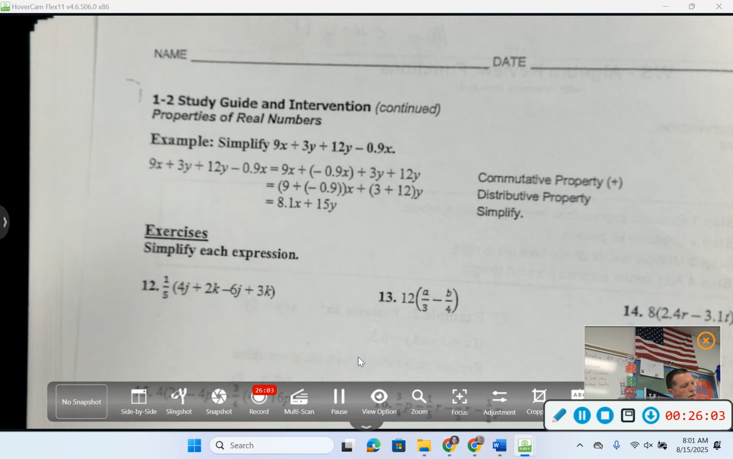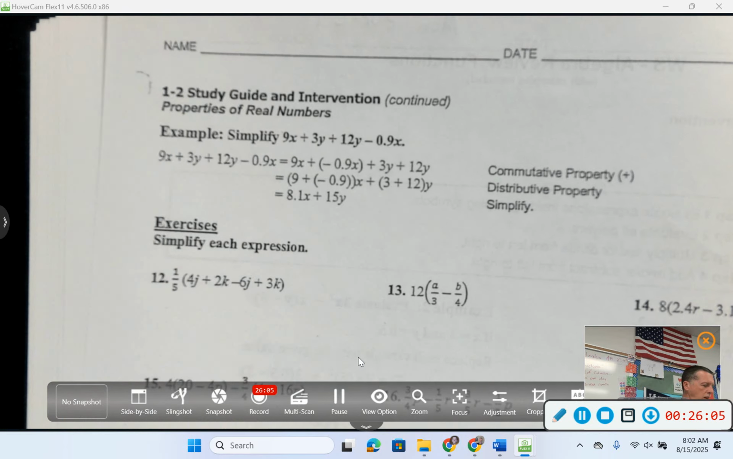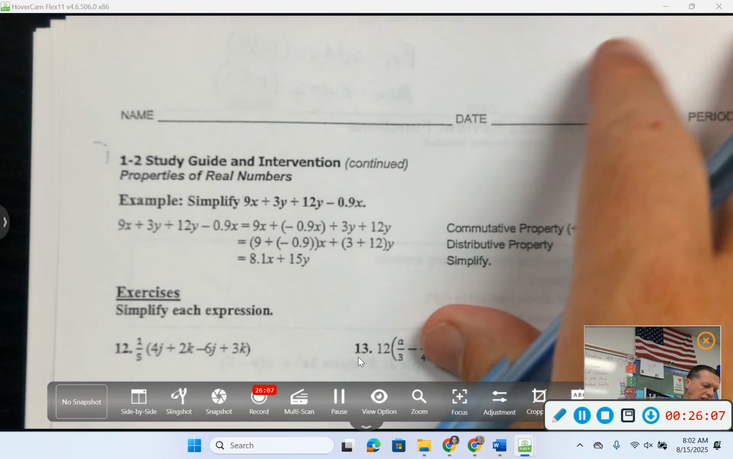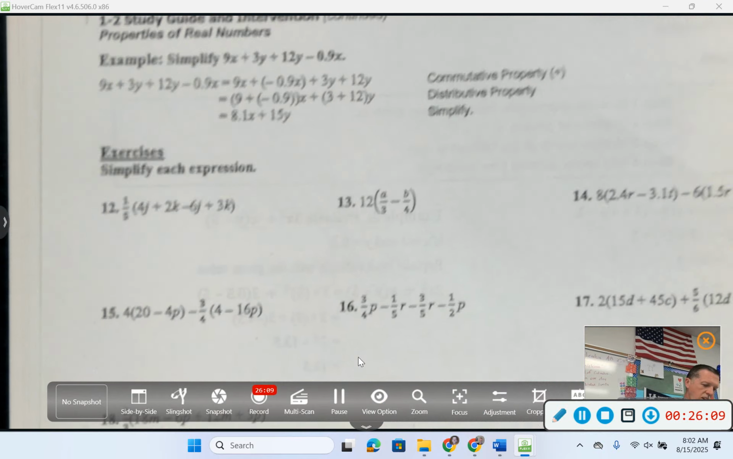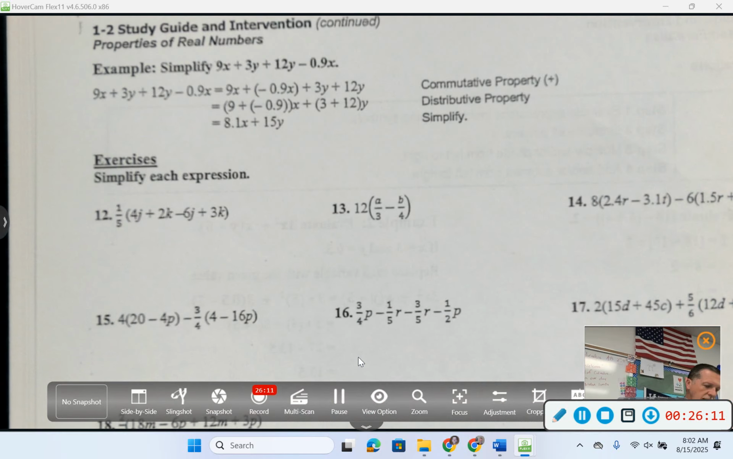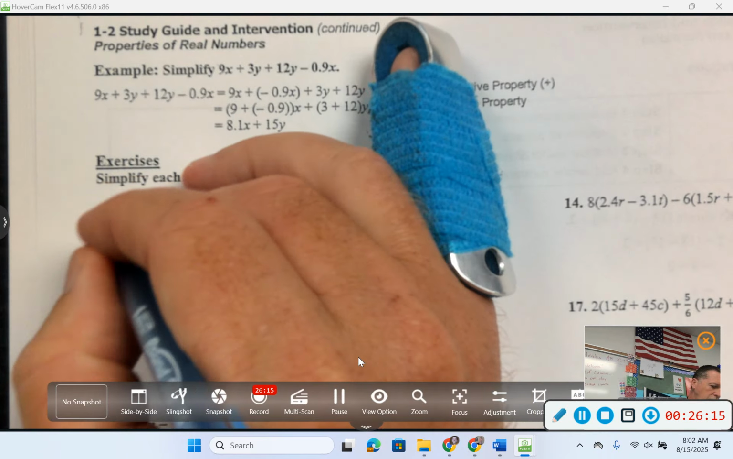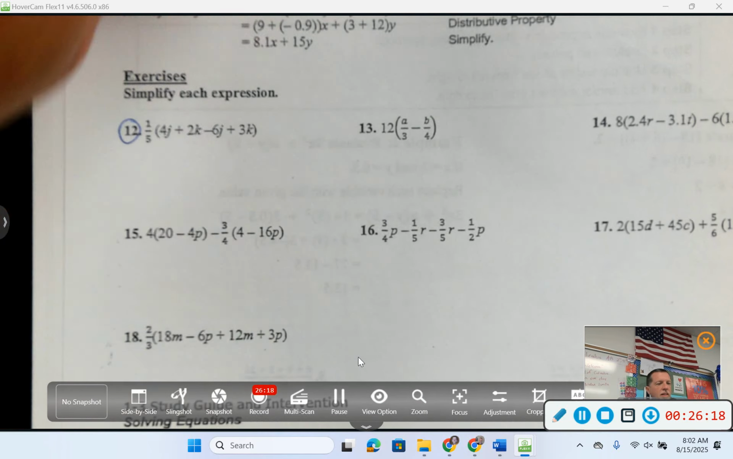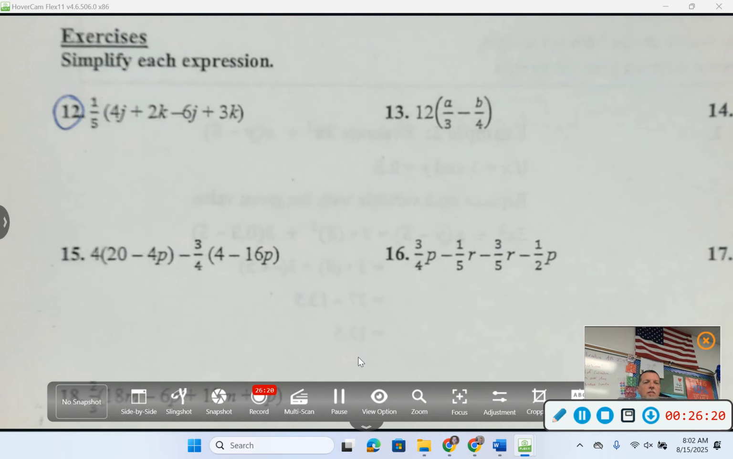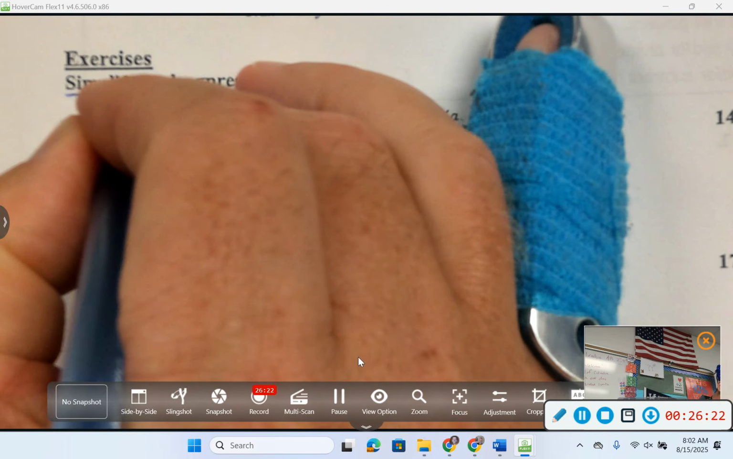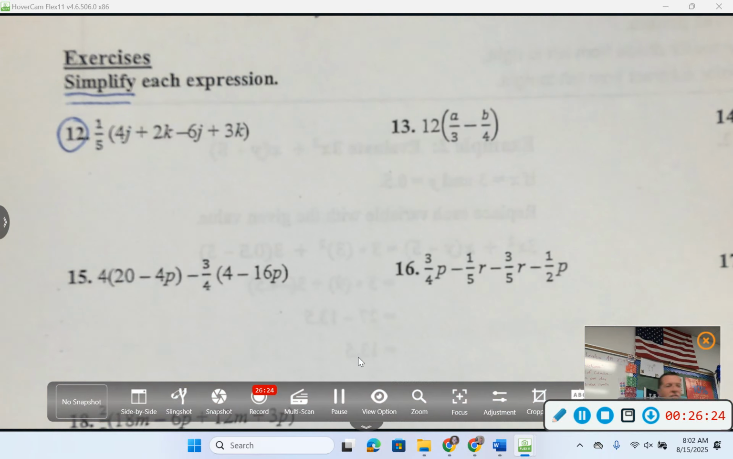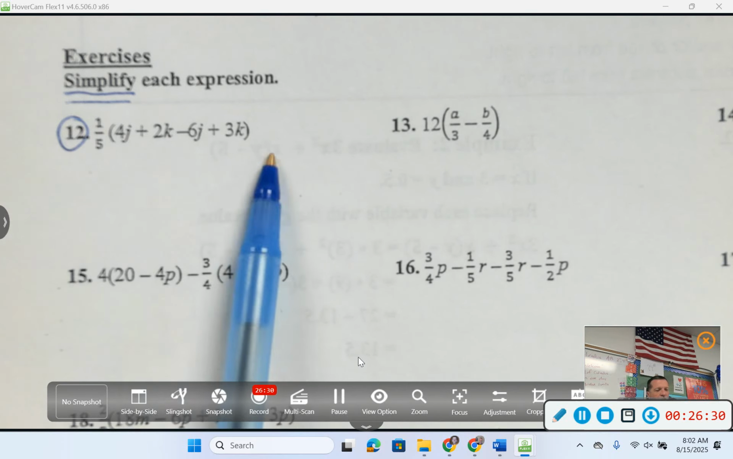Simplify each expression. Let's do number 12. We've got fractions and variables and all sorts of things. But simplify as opposed to solve suggests that I'm not going to get a number answer. I'm probably not going to get x equals 12. I'm probably going to get something with j's and k's in it.